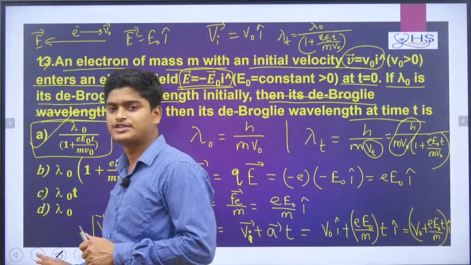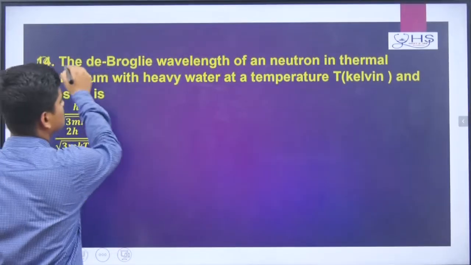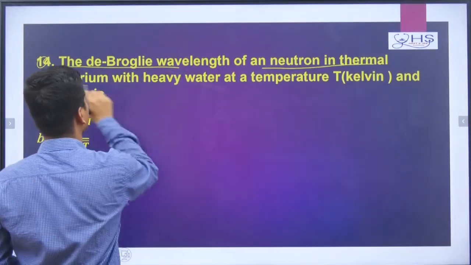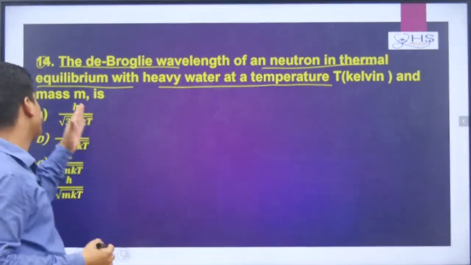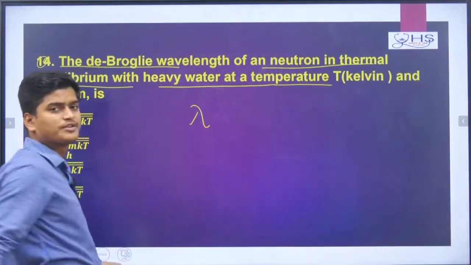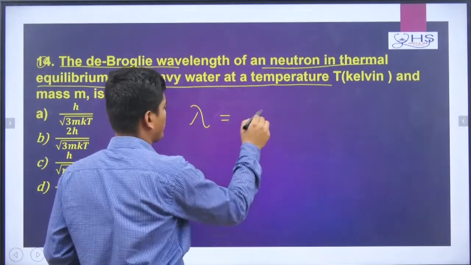Now I will go to the next question. Here they are telling the De-Broglie wavelength of a neutron in thermal equilibrium with heavy water at temperature T and mass m is given like this. Remember, De-Broglie wavelength is called lambda, and this lambda of a neutron you want to find.